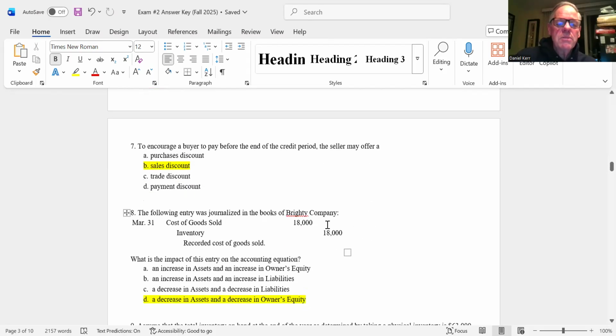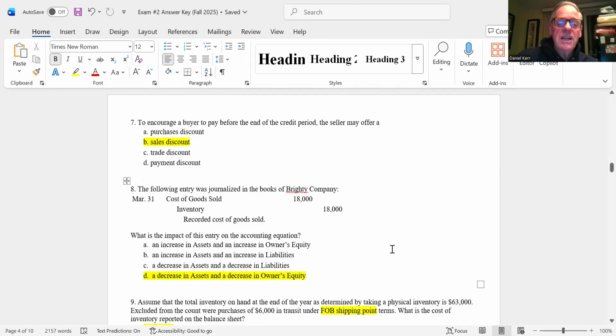The following entry was journalized by the books of the Brighty company. They debited cost of goods sold and credited inventory, and said this is a record to record the cost of goods sold. It asks, what is the effect of this on the accounting equation?